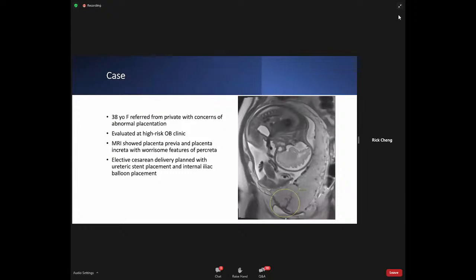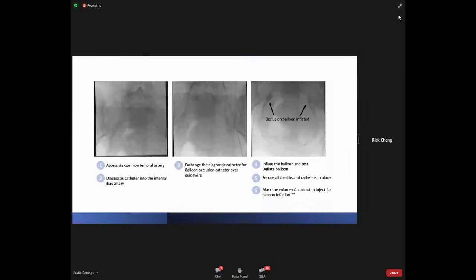So here's a quick case that we can discuss again. A 38-year-old woman referred from a private hospital with concerns of abnormal placentation. She was evaluated at the high-risk OB clinic, and the MRI actually showed placenta previa with placenta increta with worrisome features of percreta. Therefore, an elective cesarean delivery was planned with ureteric stent placement as well as internal iliac artery balloon placement by IR. So here are some intra-op angiographic images that are obtained before delivery.